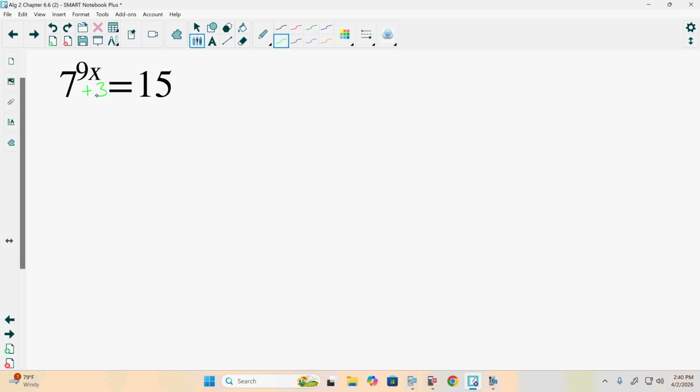Especially if we had plus 3. We need that 3 other side, if we can get it over there. Now, if we had 15 to the x, it's still one term either side. We're going to have to do some steps afterwards, but it still works. What log do we want to apply to both sides? 7.